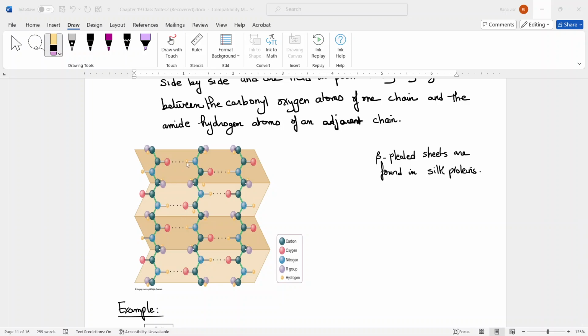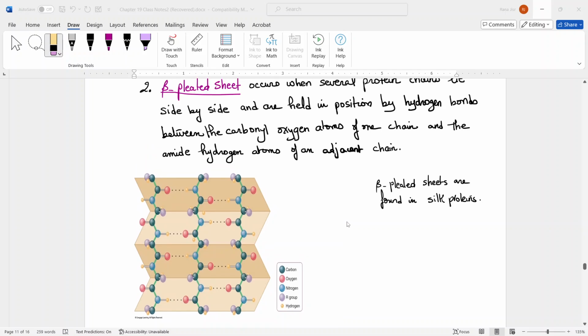And these pleats, as you can see, are formed by the hydrogen bonding between the atoms on the backbone of the polypeptide chain. An example of beta pleated sheets is found in silk proteins.